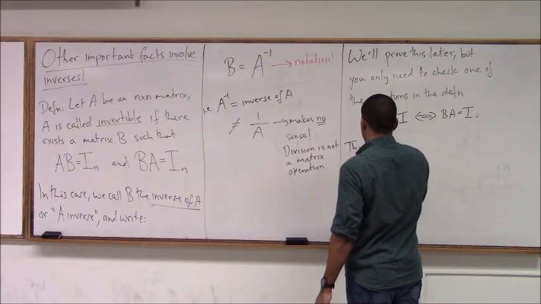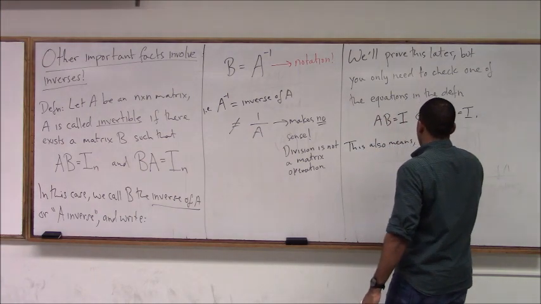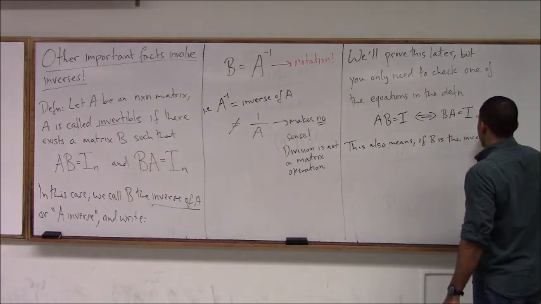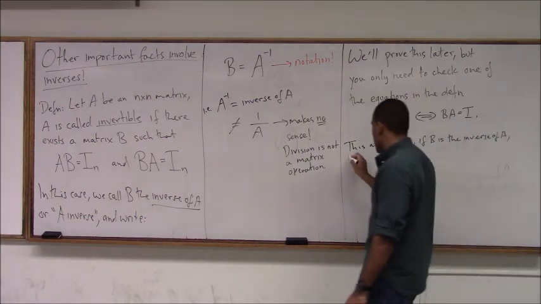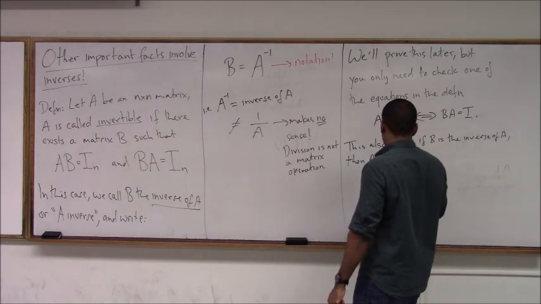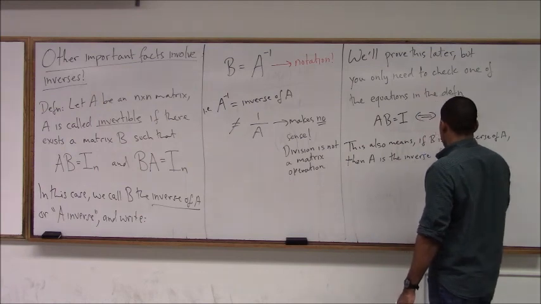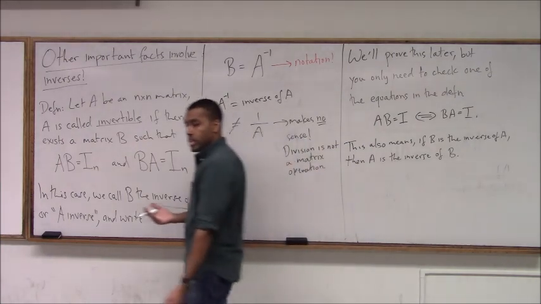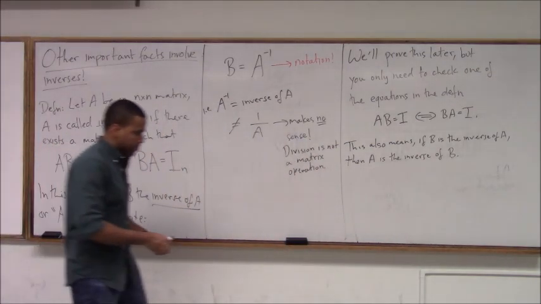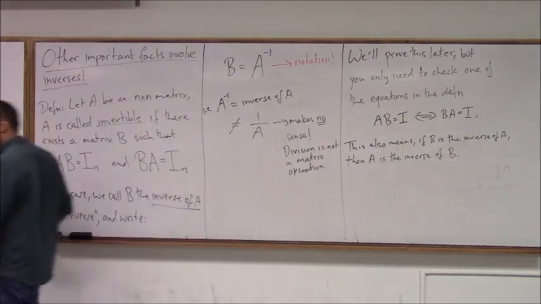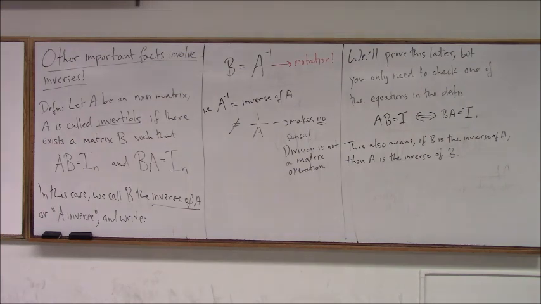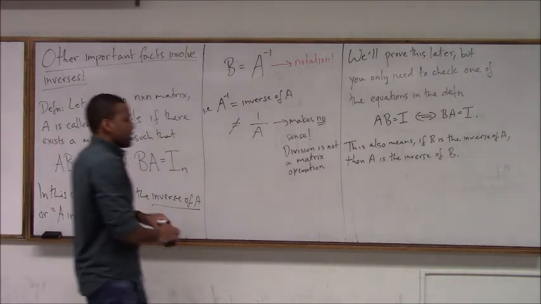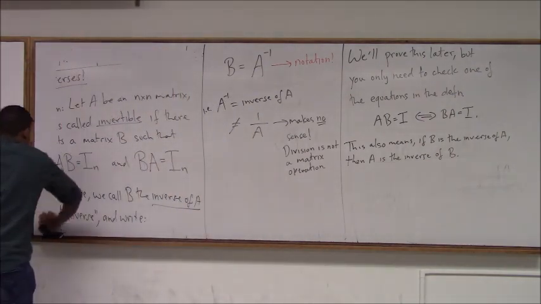This also means if B is the inverse of A, then it's just as equally true to say A is the inverse of B. So in the land of matrices, once you find an inverse in one direction, you find an inverse in both directions. What other quick facts can I tell you about? Let me define some more terms. I don't think I have time for those proofs.